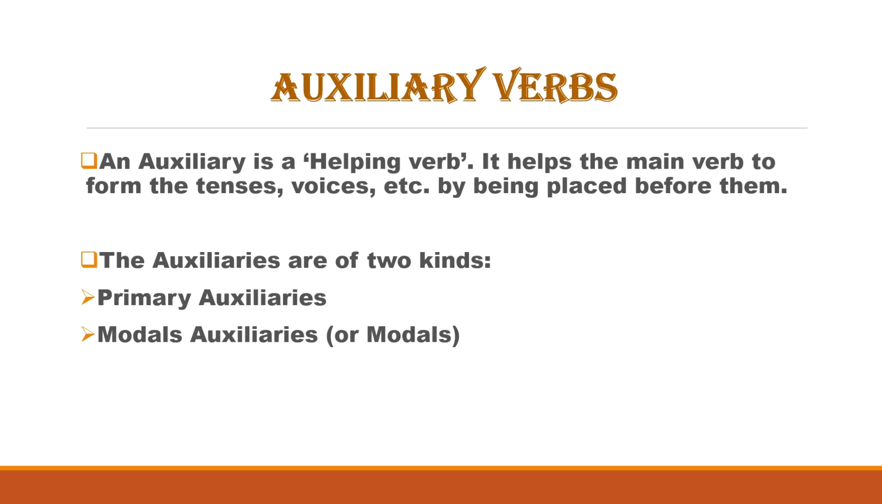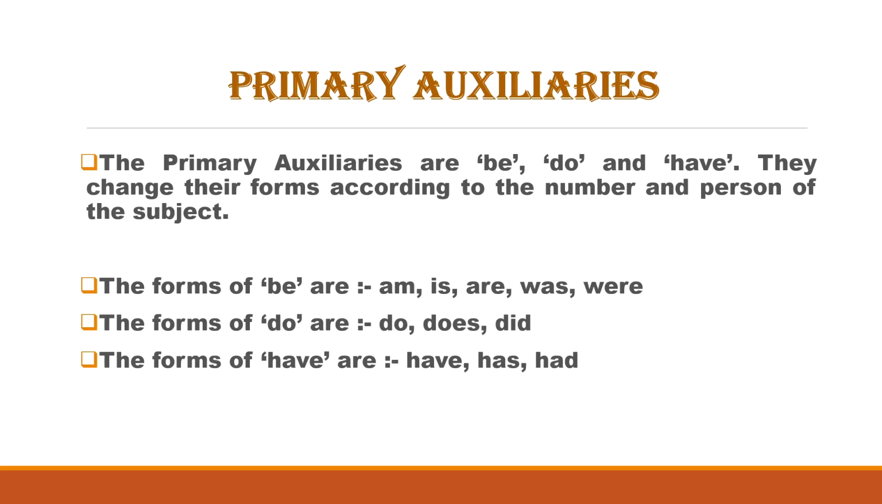Now, moving on, next is auxiliary verbs. Now, an auxiliary is a helping verb. It helps the main verb to form the tenses, voices, etc. by being placed before them. The auxiliaries are of two kinds, primary auxiliaries and modal auxiliaries. Primary auxiliaries are be, do and have. So, they change the forms according to the number and person of the subject.